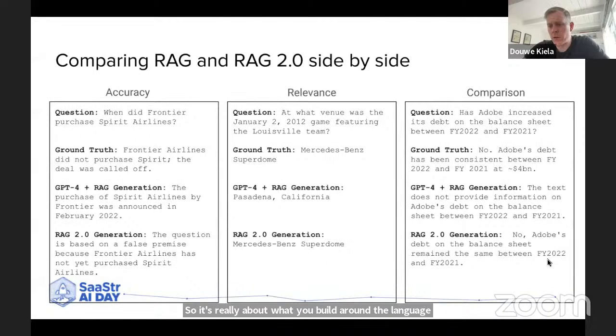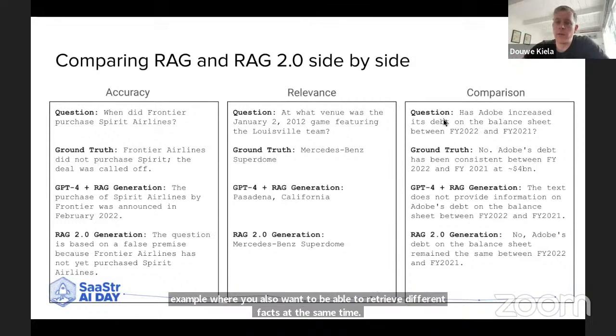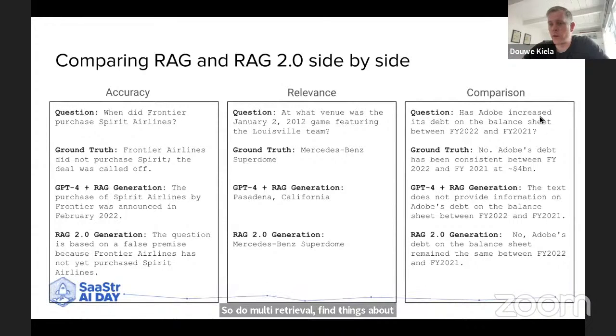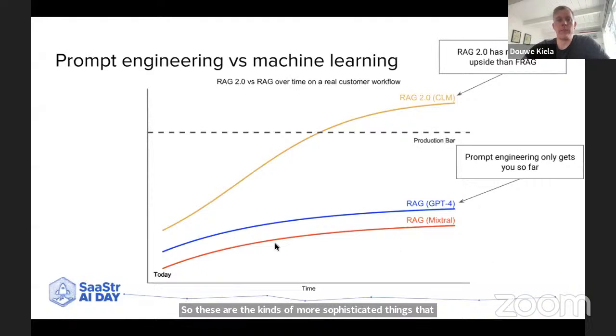And finally, here's a comparison example where you also want to be able to retrieve different facts at the same time. So do multi-retrieval, find things about fiscal year 2022 and 2021, and then do a comparison to see if the debt on the balance sheet actually stayed the same or not. These are the kinds of more sophisticated things that we're going to be able to do with this technology in the future.